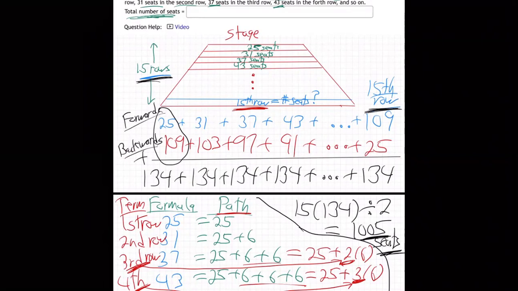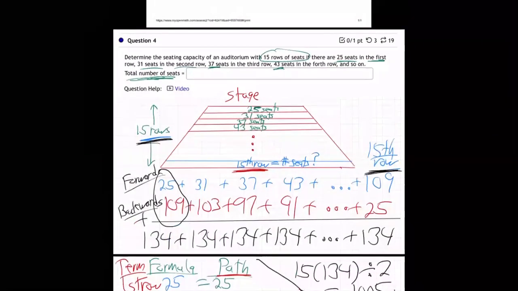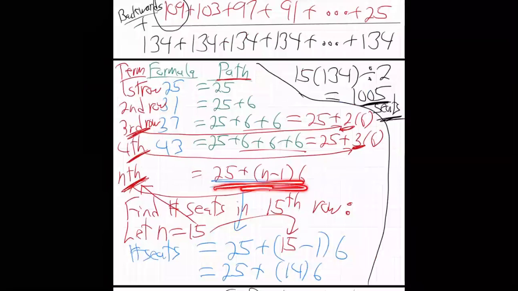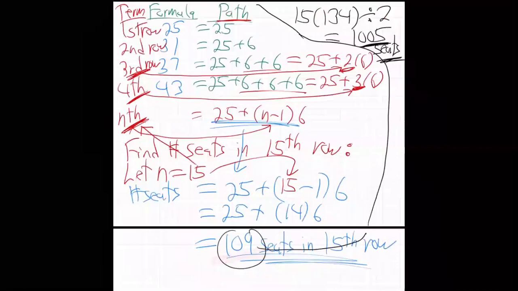Pretty tricky. Using patterns, we were able to figure this out. Let's run over it one more time. What did we do? They gave us the outlay of the auditorium. Starts with 25 seats, goes up by 6 every time, 15 rows. So we wrote it out, but we had to find that last term. That was the hard part. So we came down here, came up with a formula. So to find the 15th term, the 15th row, we plugged in a 15 to that formula and got 109. So that means there's 109 seats in that last row.